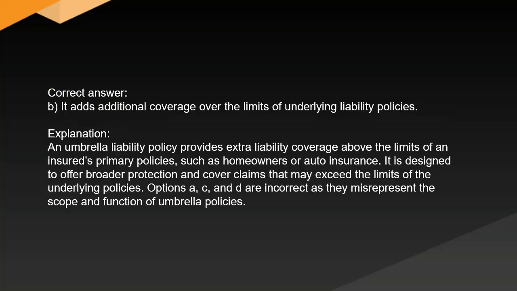Correct answer: B. It adds additional coverage over the limits of underlying liability policies. Explanation: an umbrella liability policy provides extra liability coverage above the limits of an insured's primary policies, such as homeowners or auto insurance. It is designed to offer broader protection and cover claims that may exceed the limits of the underlying policies. Options A, C, and D are incorrect as they misrepresent the scope and function of umbrella policies.